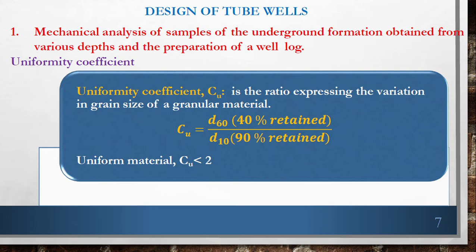So D60 means 40, if you are sieving it in a particular sieve, 40% of the particles should be retained in the sieve and 60% will go down. That is D60. And D10 means 90% of the particles are coarser, that is, retained, and 10% will be filtered out. So the D60 by D10 ratio is known as the uniformity coefficient.